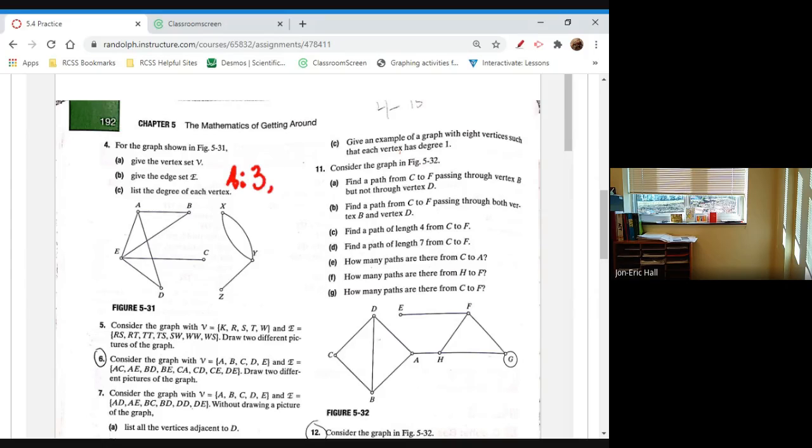Do we put the little degree symbol? No, that's a good question. It is not like the degrees outside or even a degree of an angle. So do we just put 3 or do we put the word degree? Nope, just put 3. Put the number.